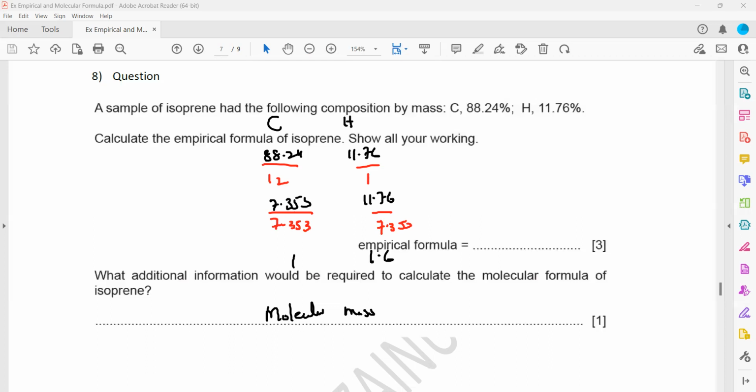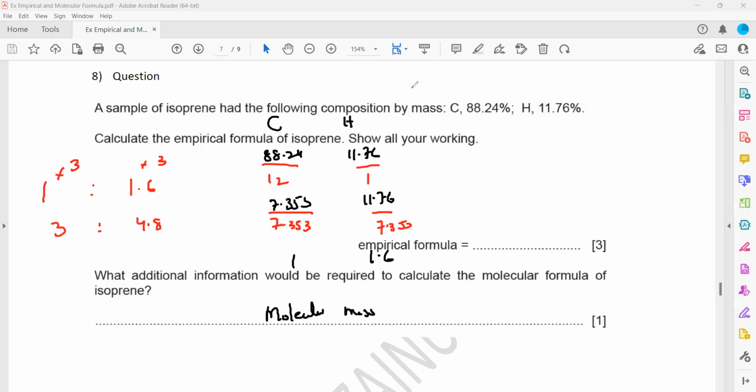Now it is 1.6. Again, the problem is we cannot round off. So what we do is multiply. Now one of the values is 1, another one is 1.6. So how do we know which number to multiply by? If you don't understand this multiplication factor, just try with all the numbers. If I multiply by 2, this will be 2 and this will be 3.2. It's not giving me a whole number, so I should not multiply by 2. Then what if I multiply by 3? This will be 3, but this will be 4.8. Again, it's not a whole number.